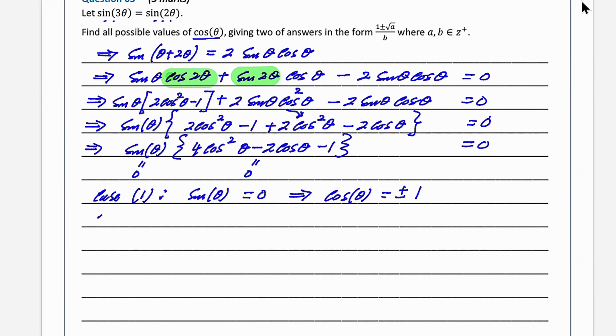Then case 2, right? So this is fine. Case 2 is when the second term is 0. So it's going to be 4 cos square theta minus 2 cos theta minus 1 is equal to 0. So from here, what is cos theta? Quadratic formula, right? Yeah. Whatever.